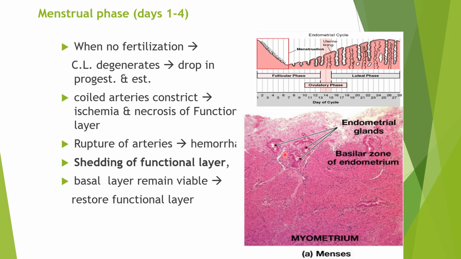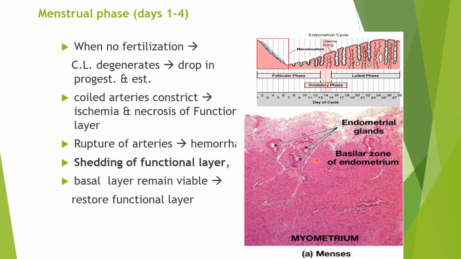So there are larger periods of vasoconstriction in the coiled artery, which leads to periods of ischemia, and periods of necrosis lead to sloughing of the surface layer as well as sloughing of the upper part of the glands in the stratum functionale, as well as the blood vessels, leading to hemorrhage in this area. So there is a rupture of the arteries leading to hemorrhage, shedding of the functional layer, but the basal layer remains viable and it restores the functional layer.